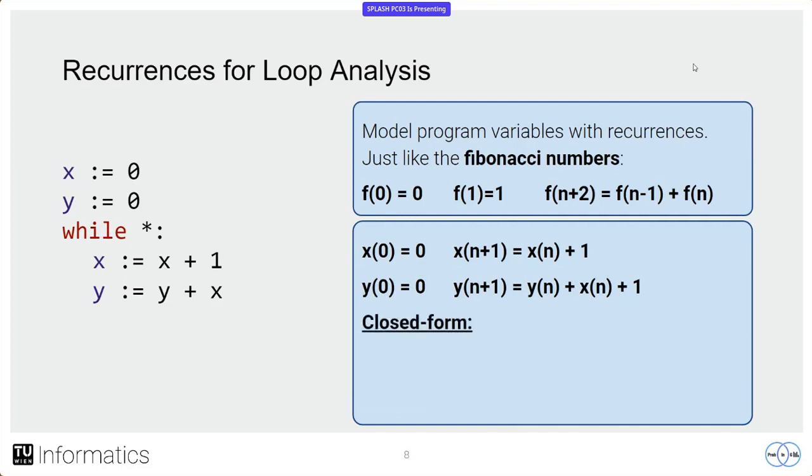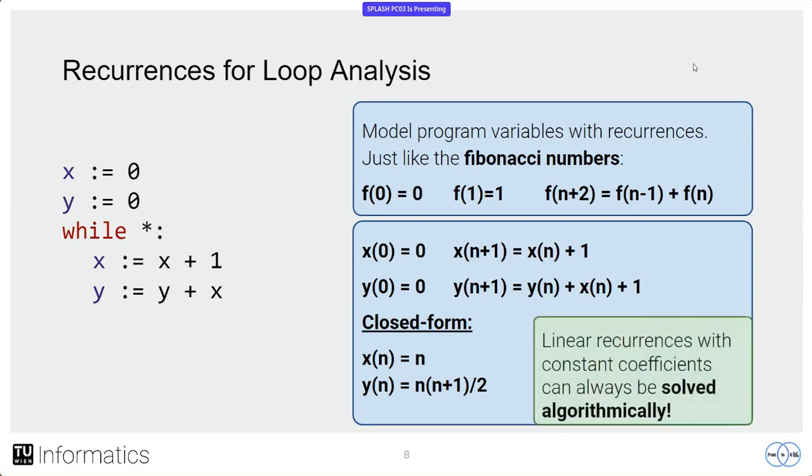And now what we can do is compute closed forms for these recurrence equations. In this case, the variable x has the closed form n. So we don't need to compute the previous terms in the sequence to get the nth term of the variable x. And importantly, these closed forms can always be computed for this special class of recurrences. These are linear recurrences with constant coefficients. For these kinds of recurrences, these closed forms always exist and can always be algorithmically computed.